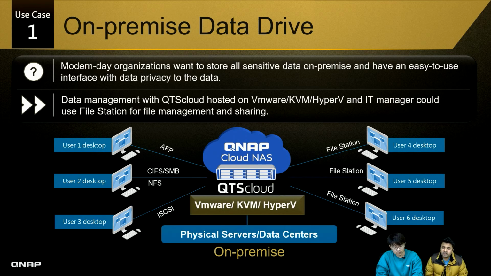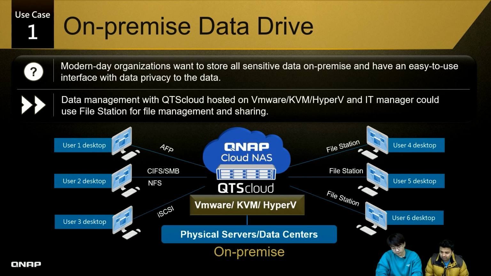So first, imagine some modern day organizations who want to store all their sensitive data on premise, and they want an easy to use interface with data privacy, so that they can share this data with other users. For a company who has such a requirement, they can use QTScloud to do the data management. They can host the QTScloud on either VMware, KVM, or Hyper-V, which in turn are hosted on physical servers on premise. Then they can use the File Station in QTScloud to manage all the files and share the files with all the other users.